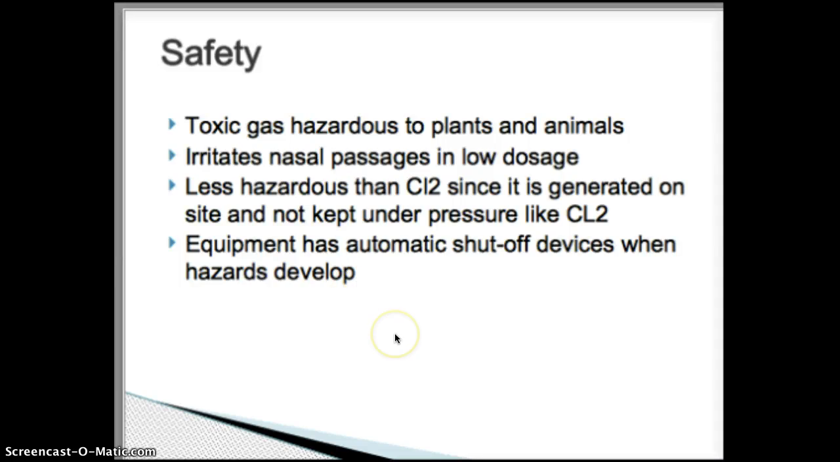It is a toxic gas that's hazardous to plants and animals. This is ozone again. It irritates nasal passages in low dosages. It's less hazardous than chlorine since it is generated on site and not kept under pressure like chlorine. And its equipment has automatic shut-off devices for when hazards develop.